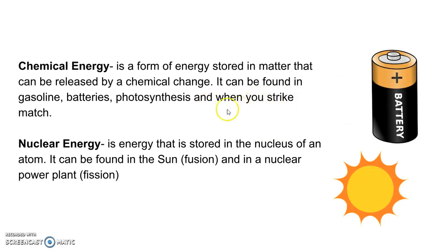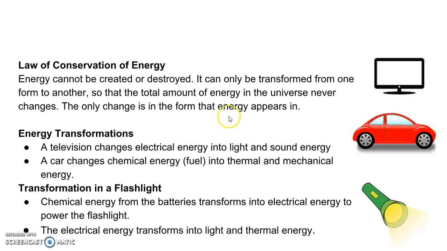And our other example is nuclear energy. It's energy that is stored in the nucleus of an atom, and it can be found in the sun and in a nuclear power plant. The biggest one to make sure you understand is the sun. Nuclear energy in the sun is where the energy comes from. It goes through a process called nuclear fusion. So really the biggest thing you need to know is nuclear energy comes from the sun, and then it is transferred from there. Just a quick little overview.